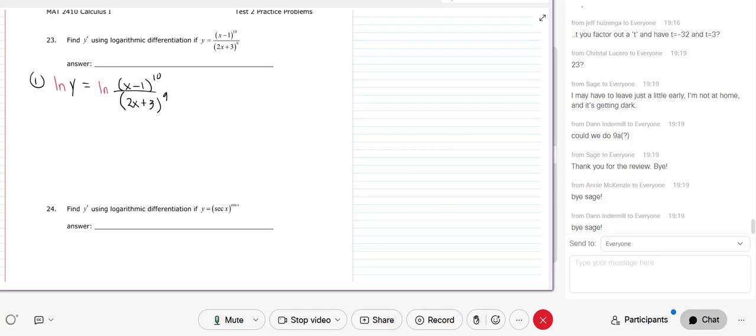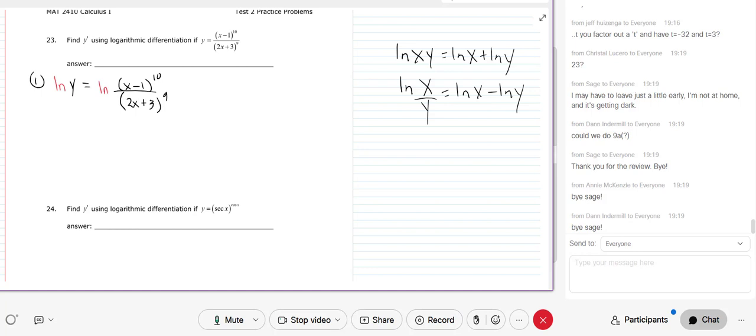And one of the things that you all have to know is some of these properties you learned in college algebra, like ln of x times y is ln of x plus ln y. ln of x over y is equal to ln of x minus ln y. So you need to make sure you know those things.